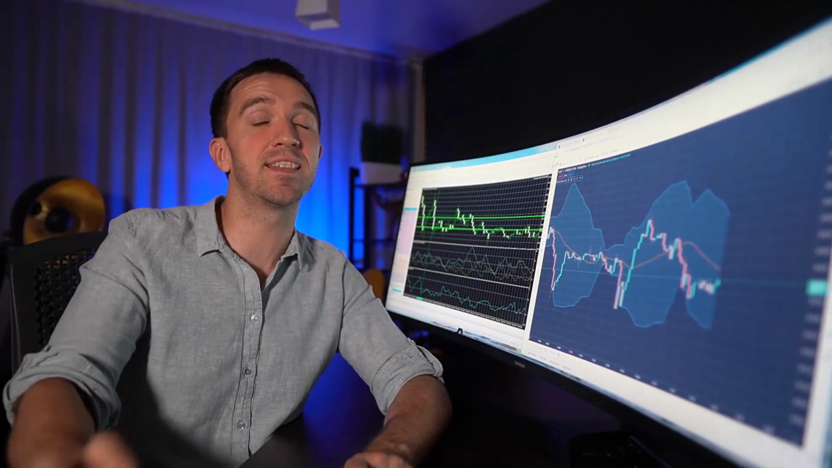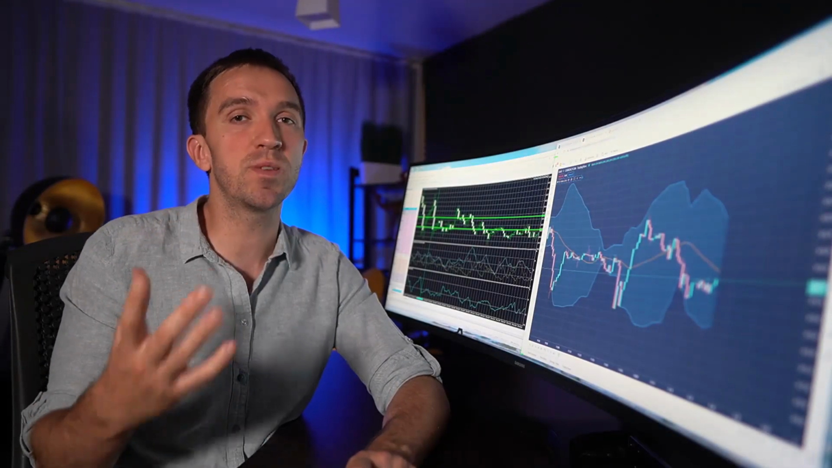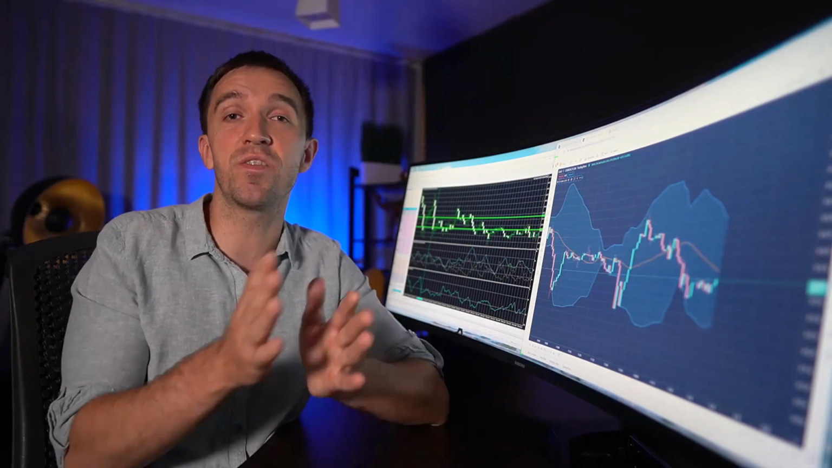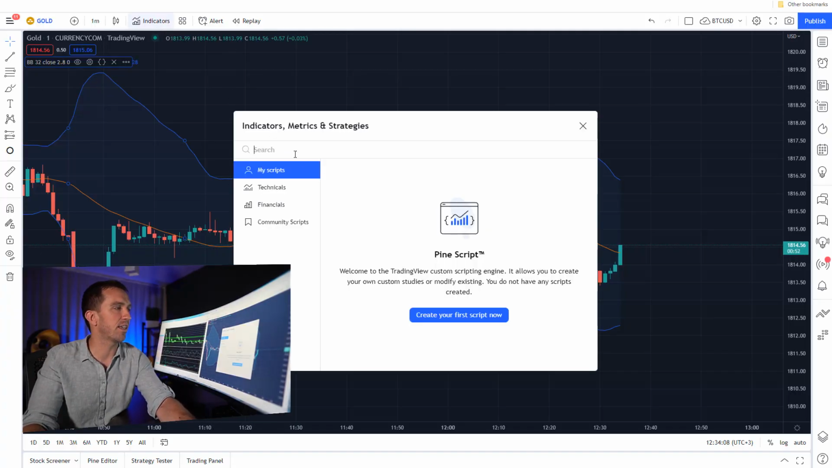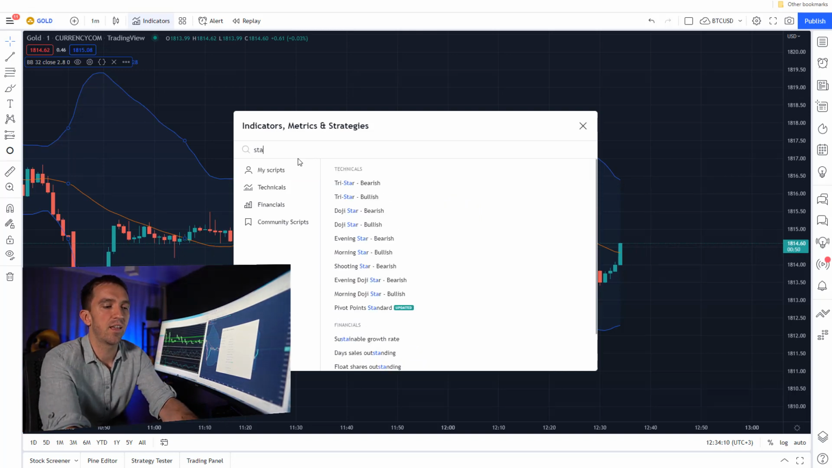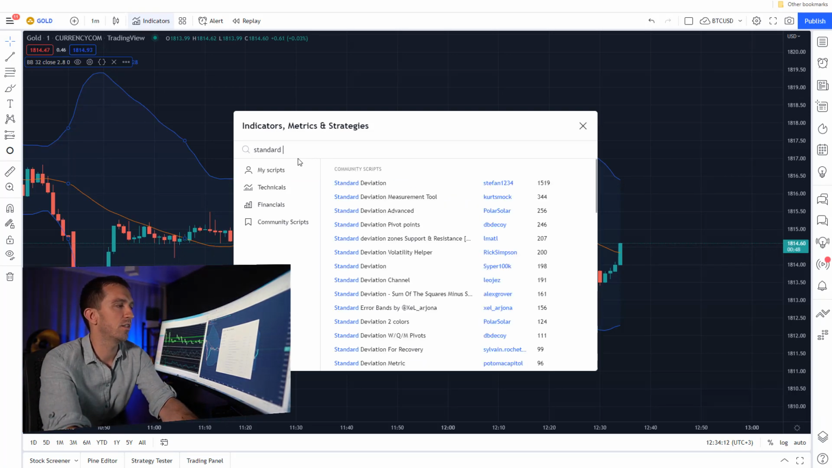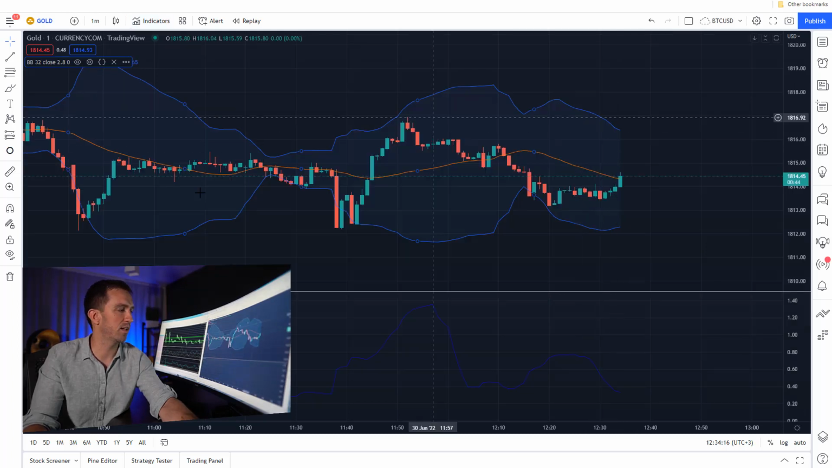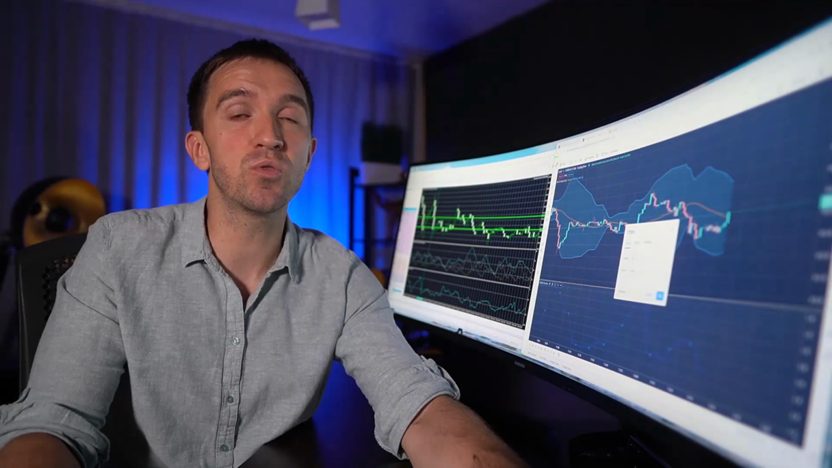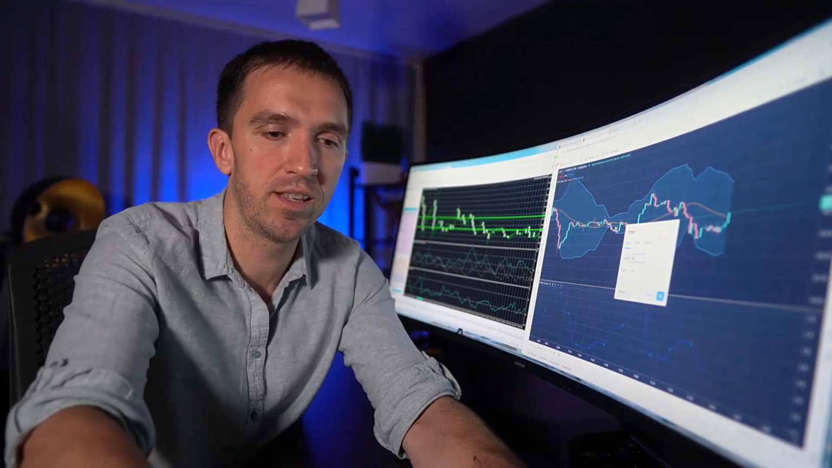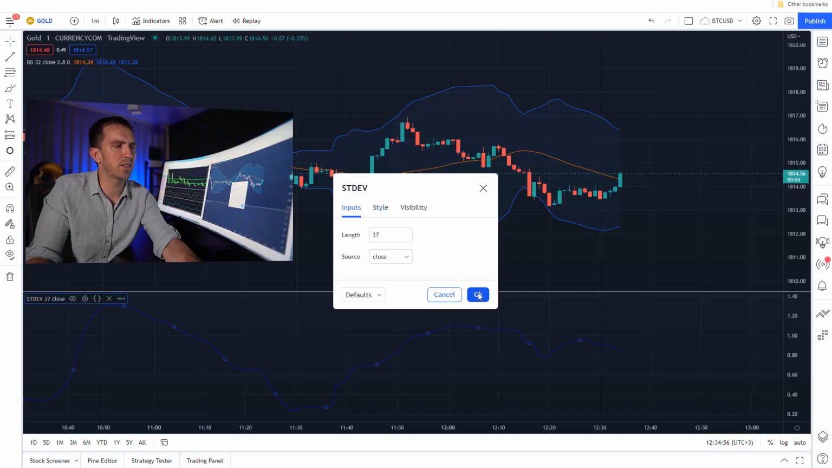Now when is the exit? We exit with an indicator called standard deviation. I will again search for that indicator. It is called standard deviation, and here it is. I will click on the first one that shows as a result, and by default again we have length of 20, but I will change that, and instead of 20 I will use length of 37. Here we go, and I will click on OK.